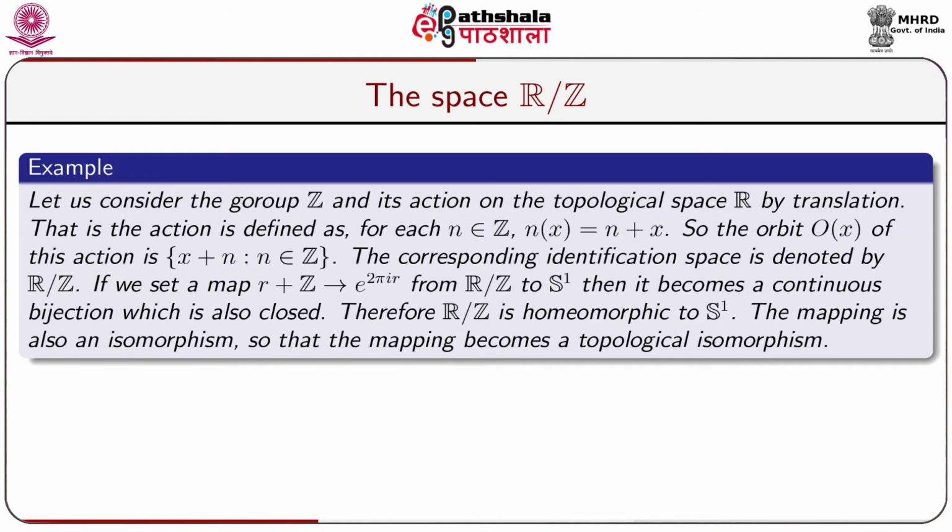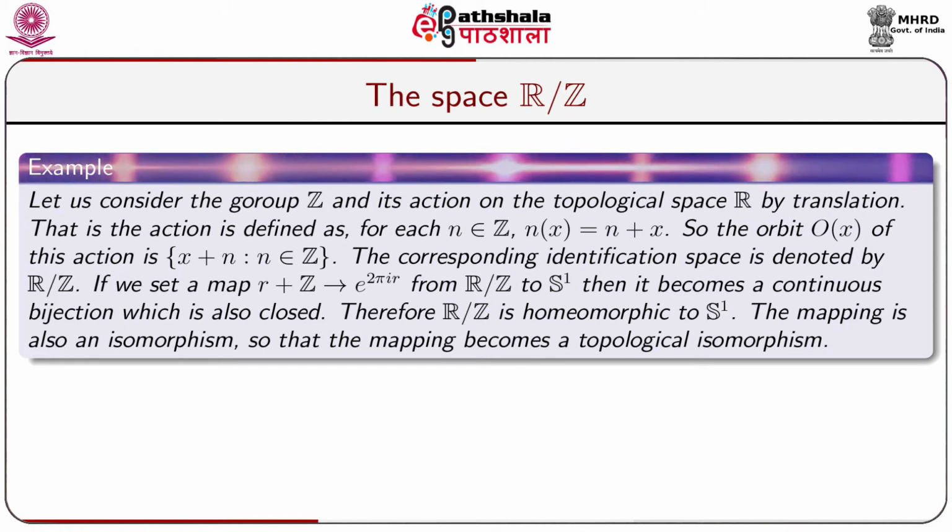So, this is our example which I have already told. Let us consider the group Z and its action on the topological space R by translation. That is, the action is defined as, for each n belongs to Z, n x is equal to n plus x. So, the orbit of x of this action is x plus n such that n belongs to Z. The corresponding identification space is denoted by R by Z.